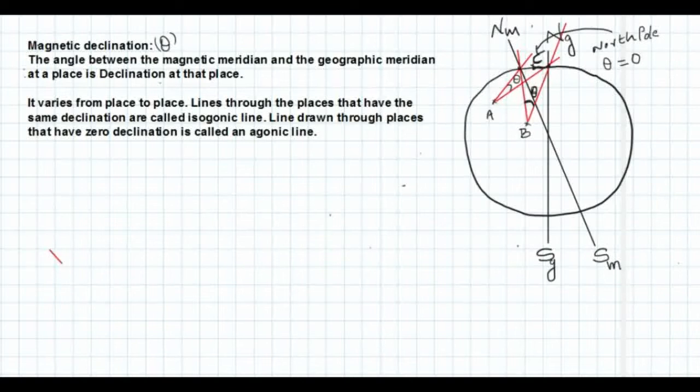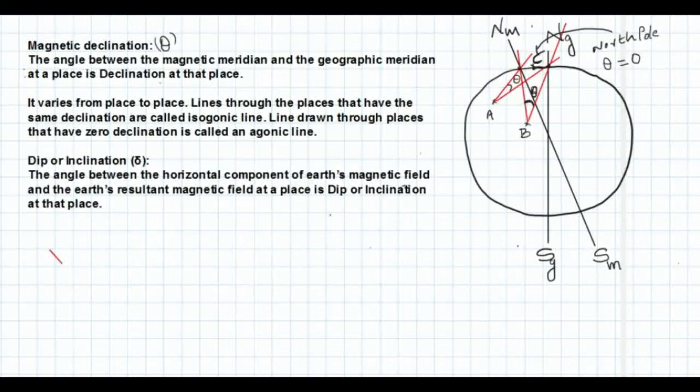Another term is magnetic inclination or dip. The angle between the horizontal component of Earth's magnetic field and the Earth's resultant magnetic field at a place is called dip or inclination at that place. So here again we can see that this inclination will be changing from place to place, because the resultant magnetic field will be changing from place to place.